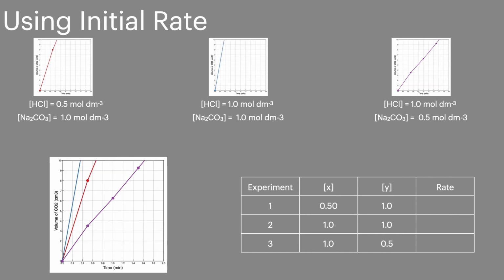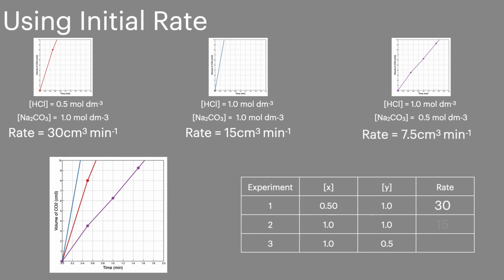Now to calculate initial rate, we're only interested in the very first part of the experiment, so I've zoomed right in on all the graphs to focus on this point. It is then possible to calculate the gradient and then the rate, and then we can add this to our table of data. Now that we've collected all the data, we can use it to calculate the rate equation and the orders of reaction, and I'm going to explore this in the next episodes.